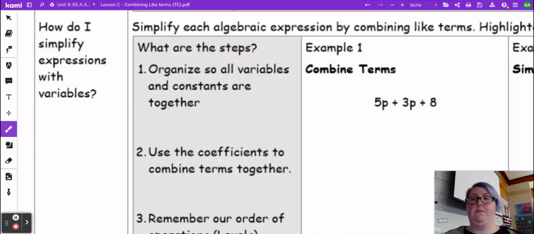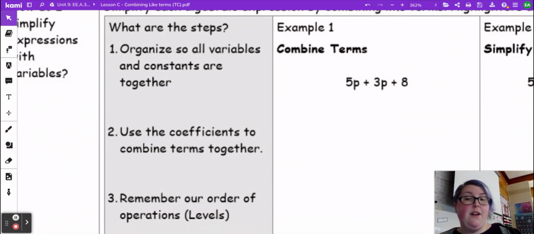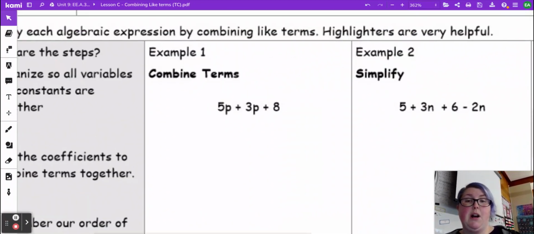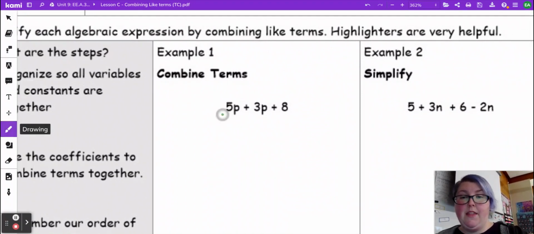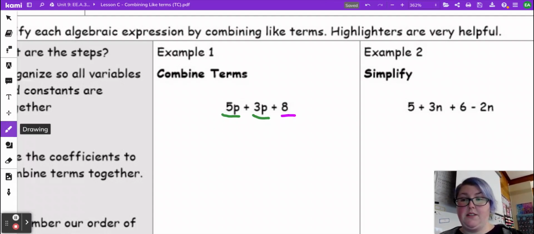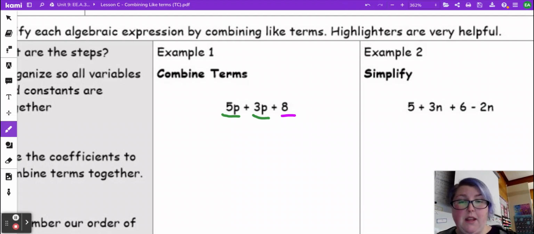We're going to combine the terms. So our first step is to organize so that all the variables and constants are grouped together. Then we use the coefficients. Then we do our levels. So highlighters can be super helpful because I see here that we have 5p, we have 3p, those can be combined, and then we have a constant of 8. So I don't have any other constants. I can't combine the 8, but I can combine 5p plus 3p.